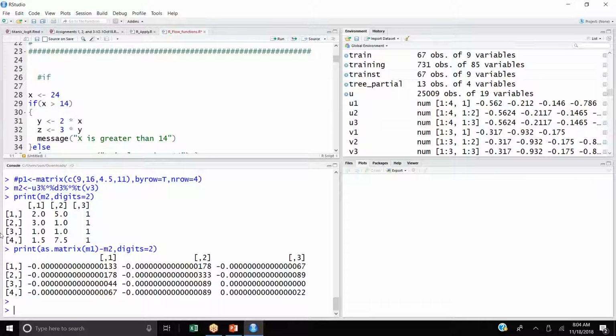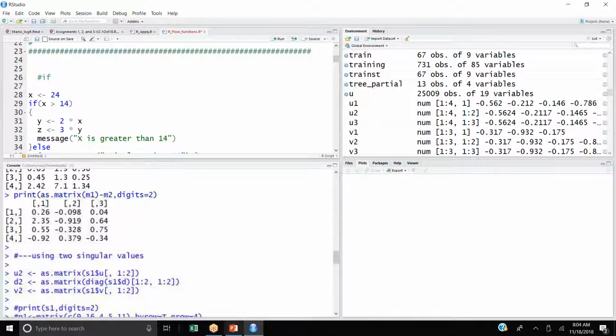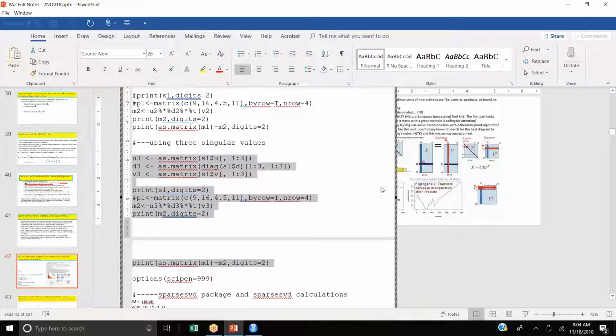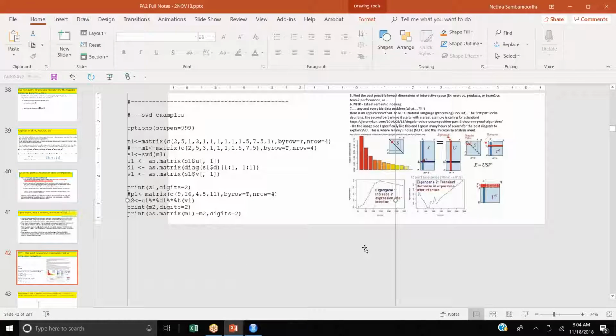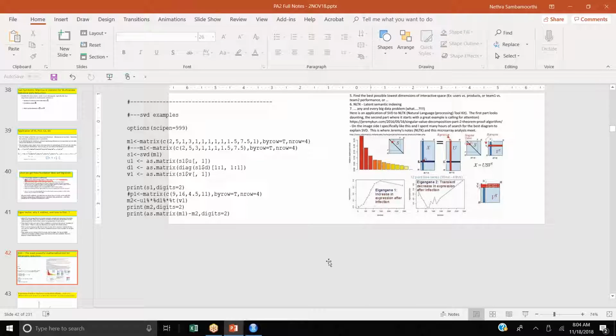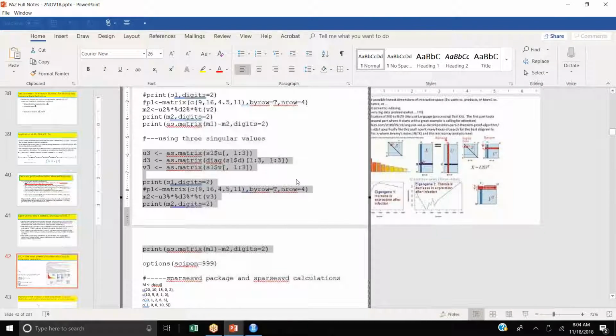Do you see this one? What is this? Print the difference, M1 minus M2. This is just a rounding error. So we got the same matrix M1. I just tried to show you, to impress you, that this works. It works perfectly. That's all my purpose was.